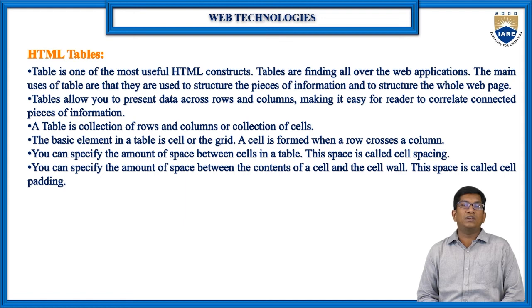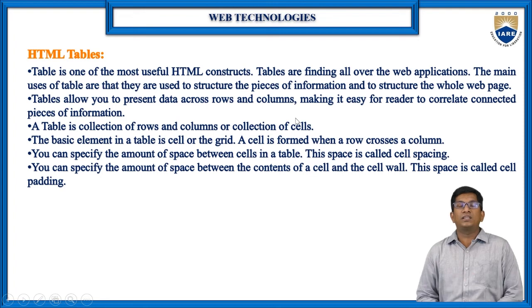Then how to create tables in HTML is, we have to use HTML table tags. Table is one of the most useful HTML constructs. Tables are found all over web applications. The main uses of tables are that they are used to structure pieces of information and structure the whole web page. Tables allow you to present data across rows and columns, making it easy for the reader to correlate connected pieces of information. A table is a collection of rows and columns, a collection of cells.